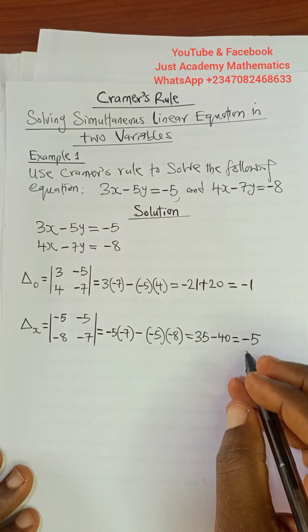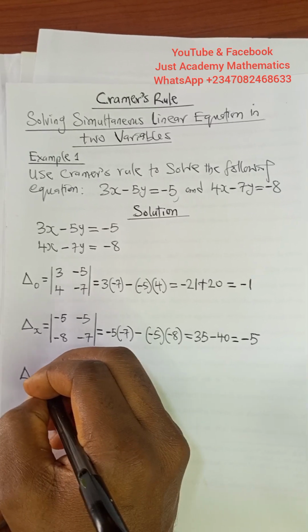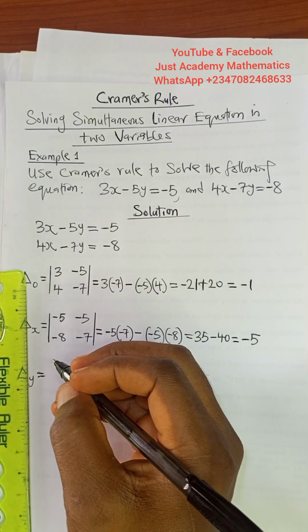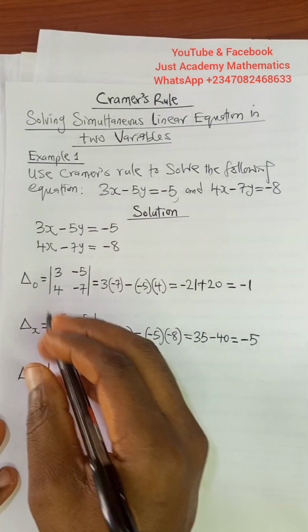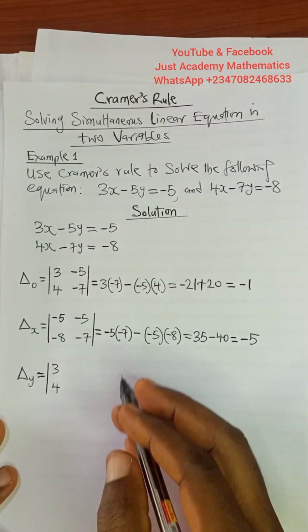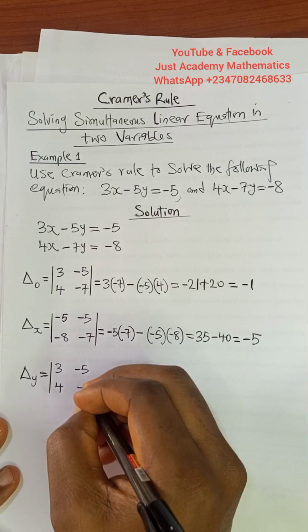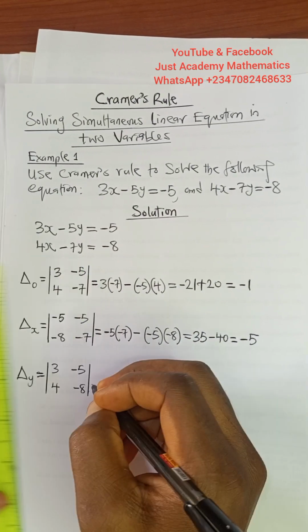Now that we know delta x, let's go and get the last one there, which is delta y. What is delta y? For delta y, you know what will happen now, of course. You retain the column of x, which is 3 and 4. Then you replace the y column with the constants, which is minus 5 and minus 8. Of course, then the determinant. Now let's go for the determinant.